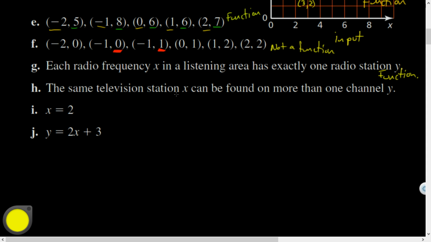Theoretically, that same frequency could be used in a different part of the country. Next: the same television station X can be found on more than one channel Y. Not a function. This is a little bit of a weird situation, since choosing television station as the input is rather contrived, but this would not have been a function because it would have had more than one output, more than one Y. Okay, here's a new representation. X equals 2. My input always gives me the output of 2. I'm fine with that. That's a function.